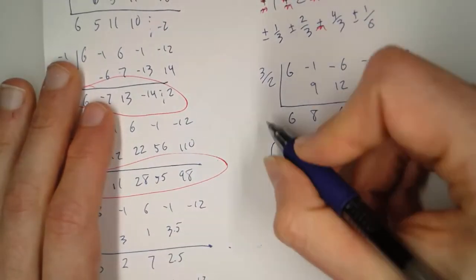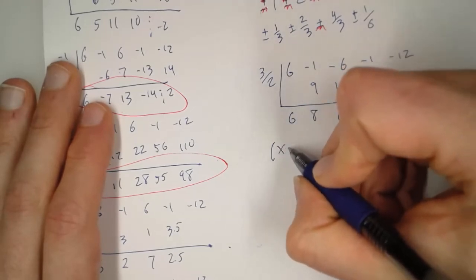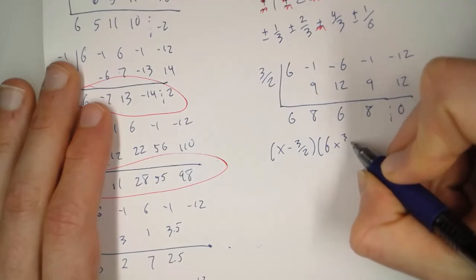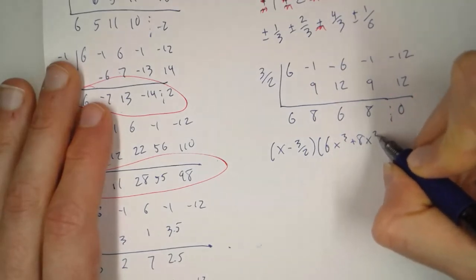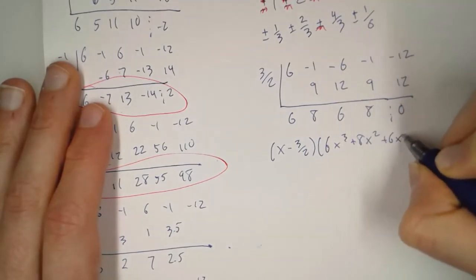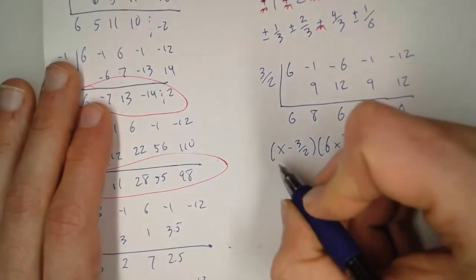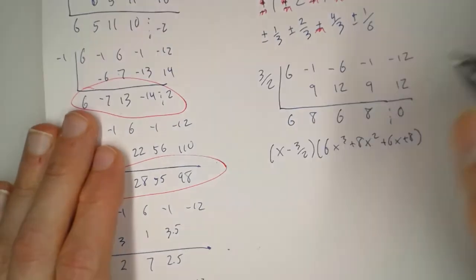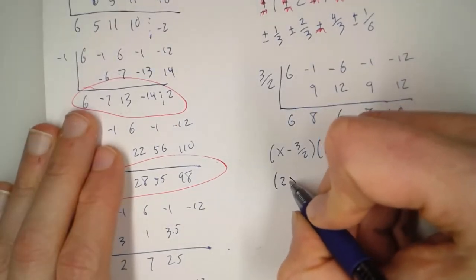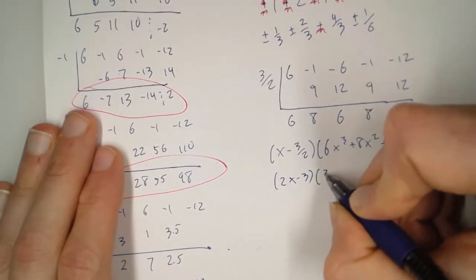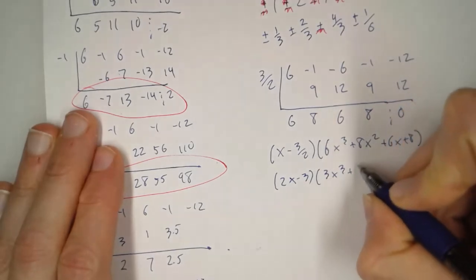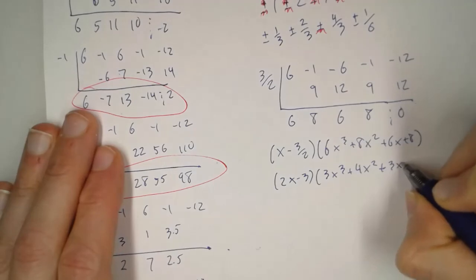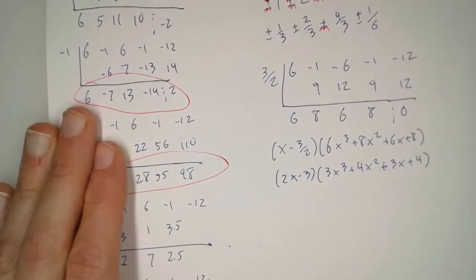So remember, these are all factorable by 2. So instead of this, 6x cubed plus 8x squared plus 6x plus 8, instead, we're going to move a 2 over. So we have 2x minus 3, and 3x cubed plus 4x squared plus 3x plus 4.